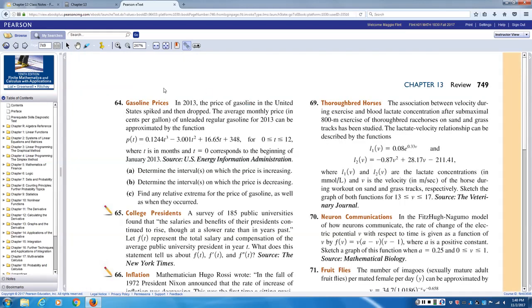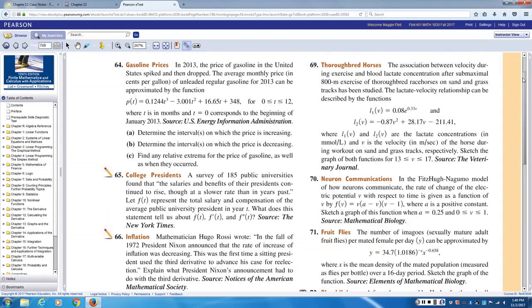I'm looking for a problem that you would not have the answer to, so it'll give you the best information. Okay, let's look at problem number 64, which is on page 749 of your textbook.